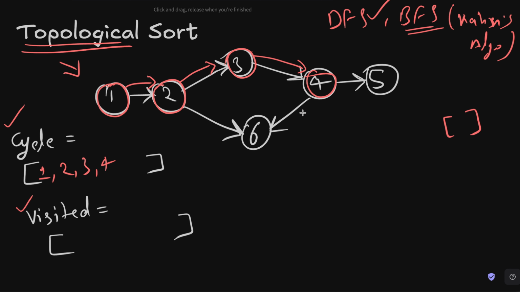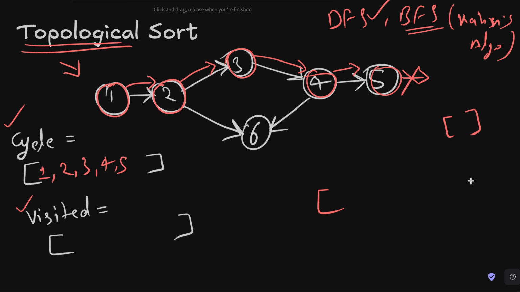Now I have a choice. I can go to 6 or I can go to 5. Suppose I go to 5. Now I will simply add 5 in my cycle. Simple. Now from 5, there are no outgoing edges. It means that 5 does not really depend on any other course. 5 is like an independent course that you can take by itself.